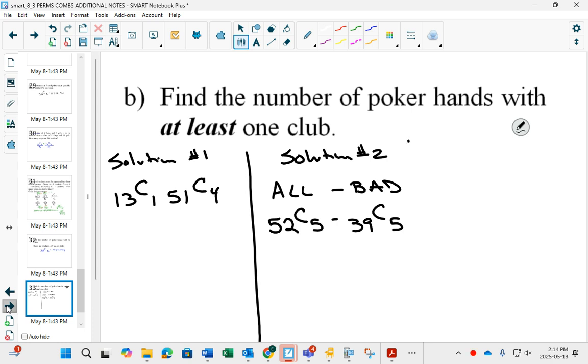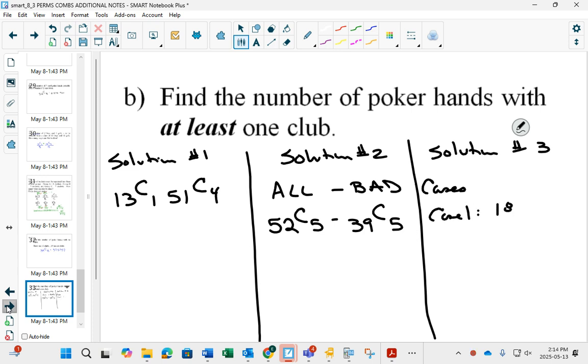Solution number 2. And correct solution number 3. I'm going to use cases. I've nicely separated my 13 clubs here, my rest of my cards here. So I'm going to break it up and say, well, at least one club could be exactly one club, count those separately. Case 1, one club: I go to my 13 cards, I choose 1, and from my 39 other cards, I choose 4 other ones. That would give me exactly one club.